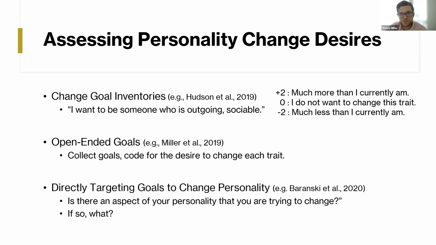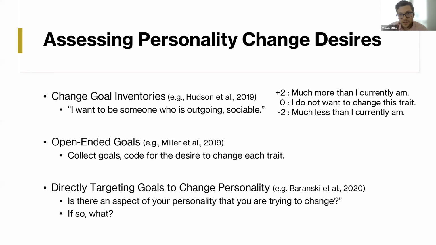Another approach is to ask participants to provide open-ended goals without specifying content. These goals are then coded by judges for if they represent the desire to change each trait in each direction. A third method asks participants directly to provide a goal to change personality. Again, these goals are coded for increases and decreases in each trait.